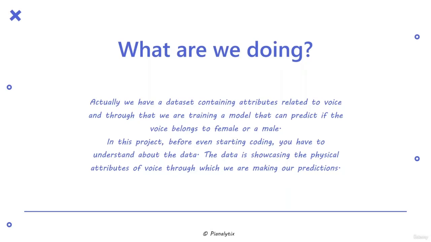In this project, even before we start coding, you have to understand the data. The data is showcasing the physical attributes of voice through which we are making our predictions. Now, the classes for predictions are male and female only. I know some might raise objection, especially at the Pride month or the month of June, but it is what it is. This is the dataset I had, which had only two categories, that is female and male. So for now, let's just bear with it.